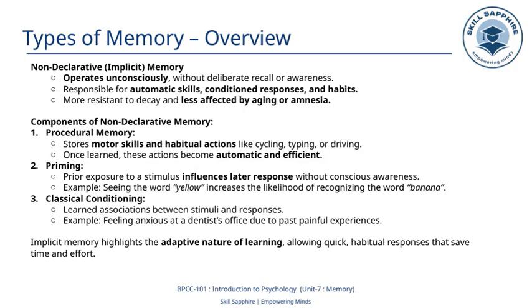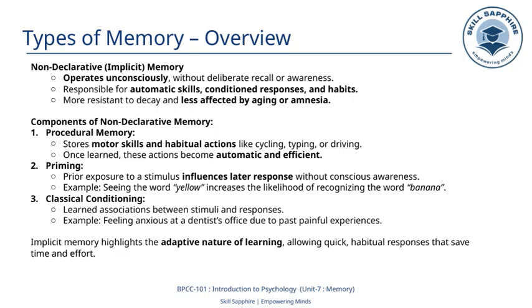Now, let's take a closer look at the types of memory, starting with non-declarative, or what we also call implicit memory. This type of memory operates quite unconsciously, meaning we're not intentionally trying to recall information or even aware that we're doing it. It's responsible for many automatic skills, conditioned responses, and habits that we've developed over time. One key point here is that implicit memory tends to be more resistant to decay and less affected by aging or amnesia, which makes it quite resilient.